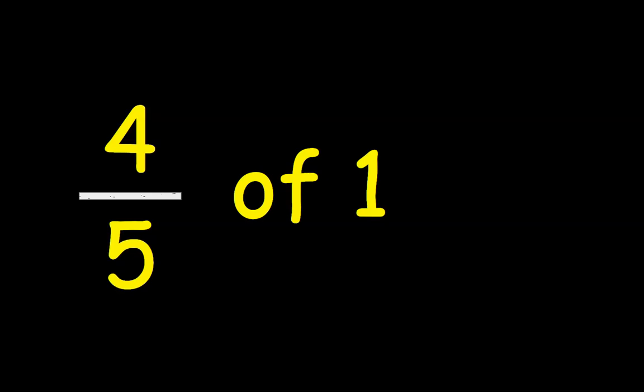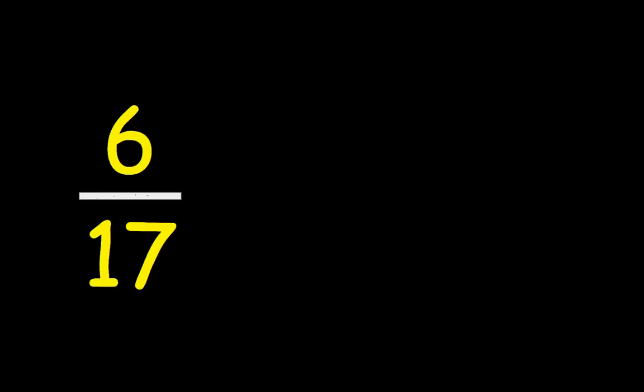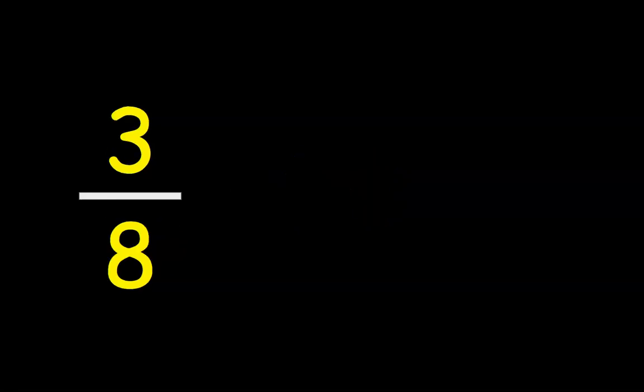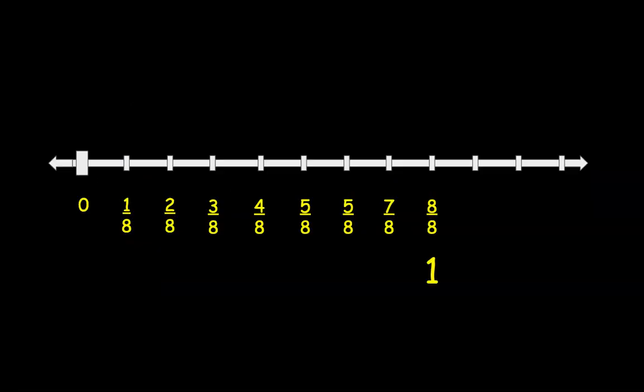4/5, what does that tell us? It tells us that it's 4/5 of 1. I have a pizza, or I have the number 1. I cut it up into 5 equal pieces and I eat 4, or I spend 4. That's 4/5 of 1. I have a pizza, I cut it into 17 equal pieces and I eat 6. That's 6/17 of 1. The only time we would write this here is if it was of 2 or 3. When it's just of 1, we leave it out. 3/8 is 3/8 of 1.